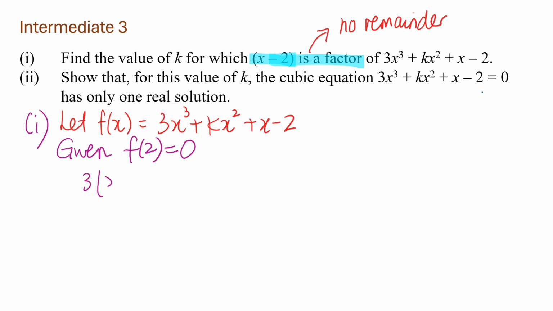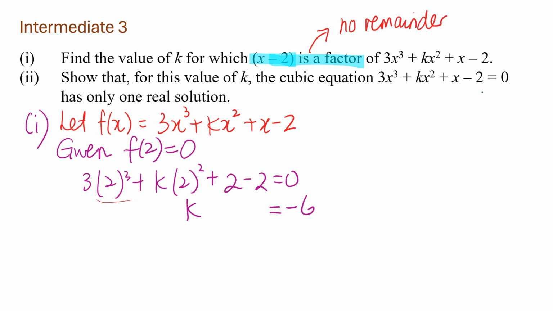The remainder is 0. If you simplify, just use your calculator to simplify this value. 2 minus 2 is 0. Simplify this, you would get 8 minus 24 plus 4k. 2 squared is 4, so 4k equals negative 24. Divide by 4 on both sides, so k is negative 6. That is part 1, relatively easy.